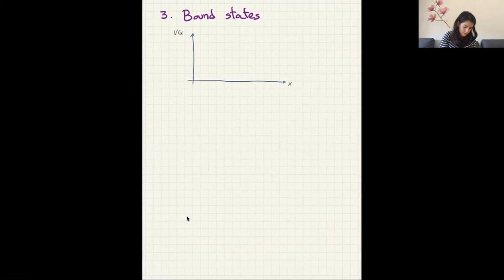X, V of x. And here is the average energy of the particle, and it's going to be something like this. And it's going to do something. And it's always going to be, this is a bad example. In fact, this is an example that would not be allowed.